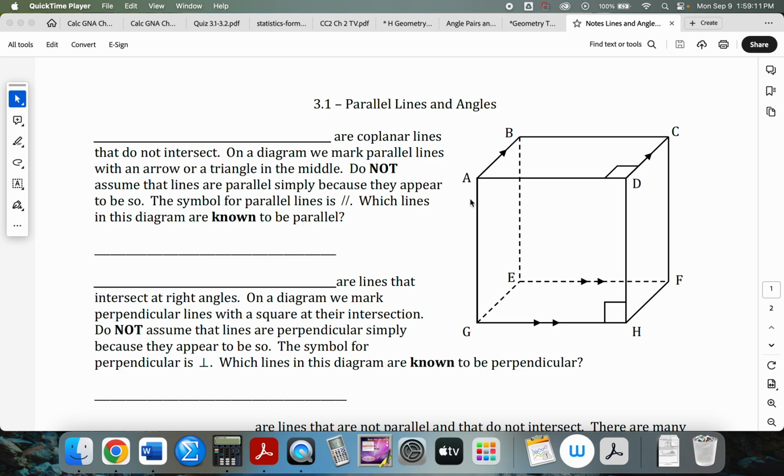All right, today we're going to be looking at parallel lines and some angles. It's a little bit of a mixed bag of things. A lot of new terms today, some terms that you already know, especially on this first page. This first blank, parallel lines.